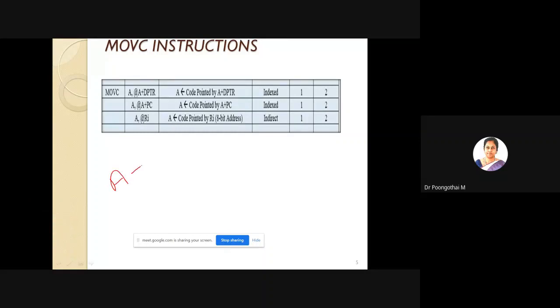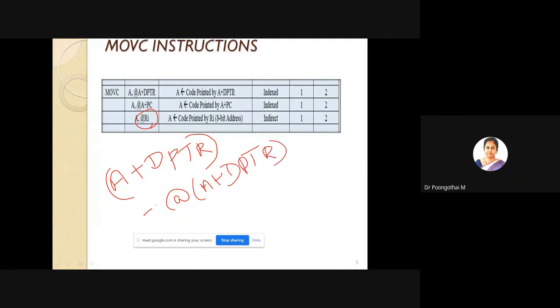So the content of accumulator is added with DPTR or program counter. Okay. So after addition, A plus DPTR, the data pointed by this particular address is transferred to accumulator. So these instructions are mainly used to access data elements from lookup table. Indexed addressing mode, 1 byte of memory, 2 machine cycles.